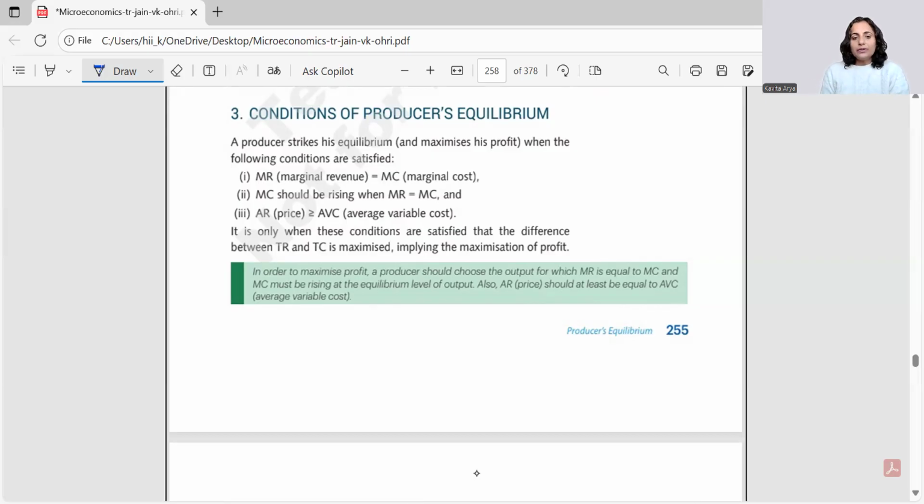So many books give you these two as the mandatory conditions, and there is an additional optional condition given here, but if you write these two in your board exams, you would be given full marks. What are these conditions? That MC should be equal to MR and MC should be rising afterwards. So MR is equal to MC and MC should be rising after this point, right?